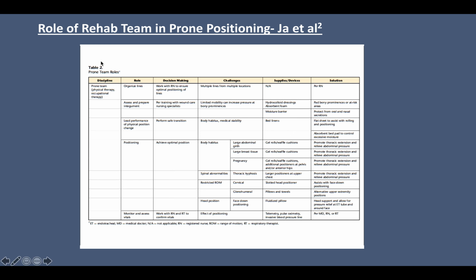This just looked at the specific roles of what each individual of the prone team would do. Specifically, they would look at positioning and monitoring, looking at the vitals, assessing and preparing the integumentary system, and organizing lines. I think this would be a perfect job for a physical therapist or occupational therapist with ICU experience to get more involved with creating a prone team, as there's really no other profession that has the experience to complete these complex maneuvers, all while assessing further limitations present in these patients.